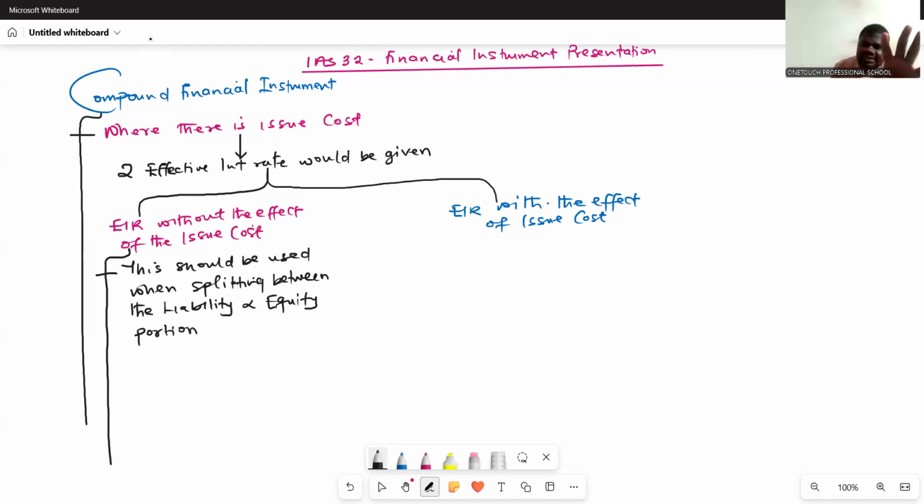The first thing we want to learn is what is the purpose of the two effective interest rates given in the question. The one without the effect of the issue cost, the only purpose is that you should use it to split between the liability and equity portion. That is, when you are splitting between the liability and equity portion, we discount the cash flows. In discounting the cash flows, the discount factor to use should be the effective interest rate without the effect of the issue cost. Did you understand the first part?